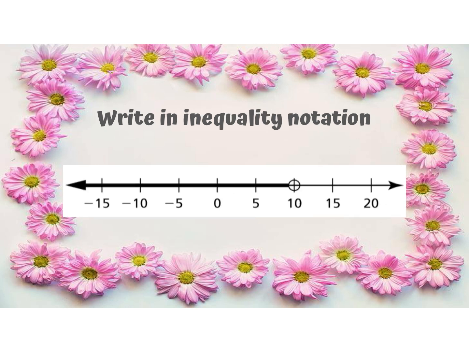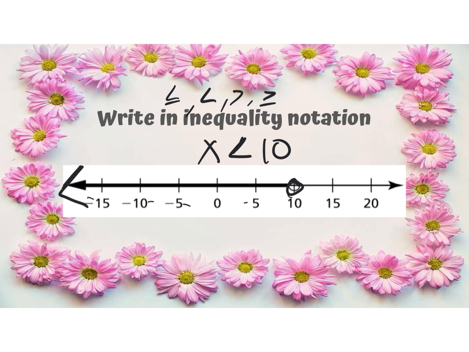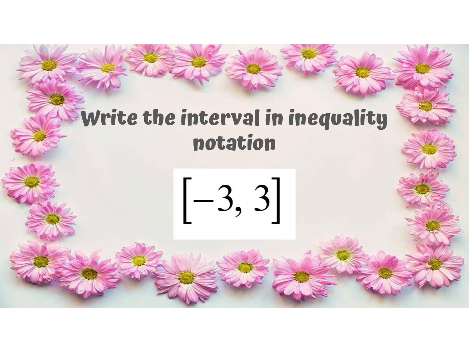Inequality notation. Inequality means I have inequalities such as less than, greater than, less than or equal to, greater than or equal to. I only have one circle, so that means I only need one inequality. And my arrow is pointing to the left, so my inequality has to point to the left. Open, so no equal sign, and it starts at 10. So x is less than 10.